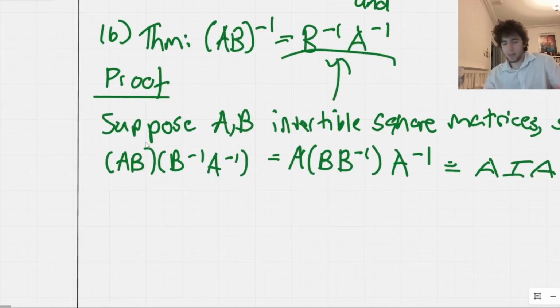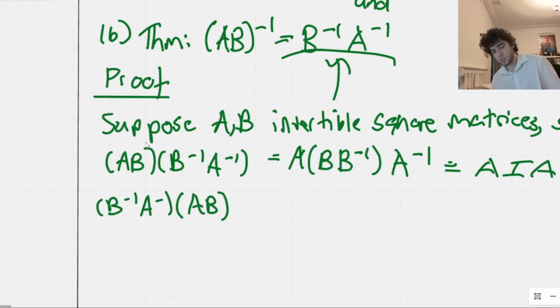Okay, and the other way is also true, right? So you can just do it the other way around. So B to the minus 1, A to the minus 1, multiplied by AB, use associativity again, and you'll just show that it gives you I, right? And that's just the general idea.